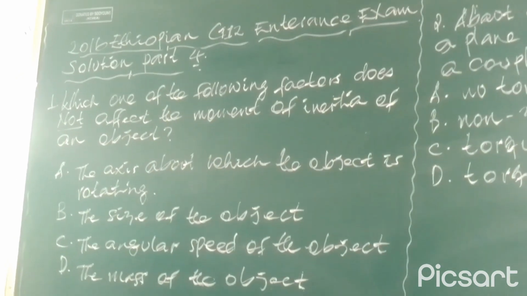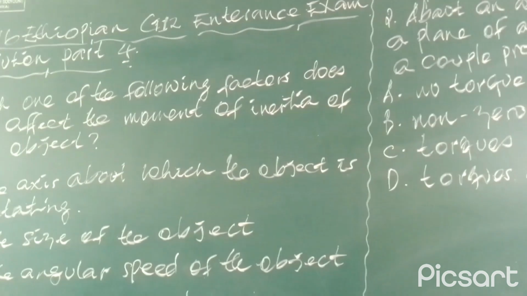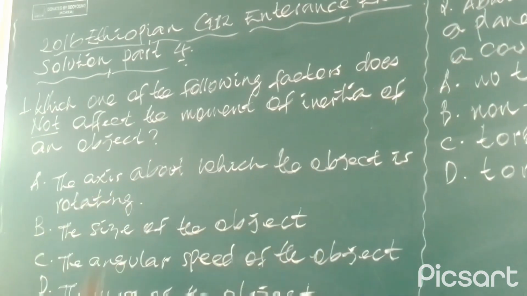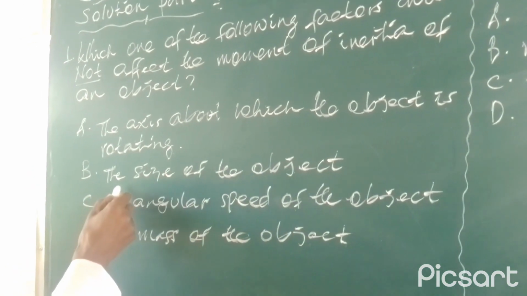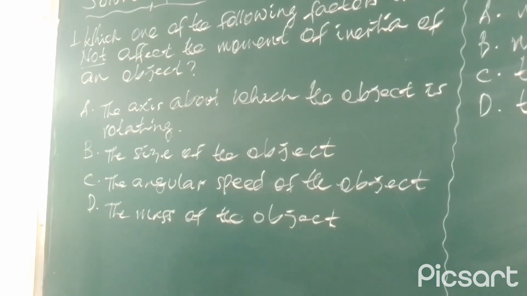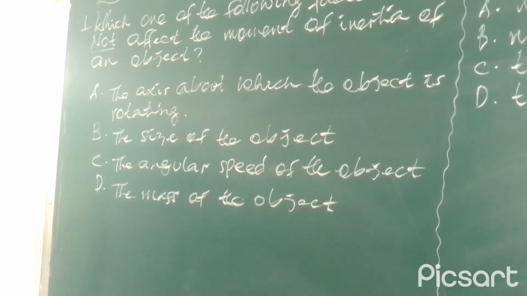Question 1 says: which one of the following factors does not affect the moment of inertia of the object? Choice A, the axis about which the object is rotating. Choice B, the size of the object. Choice C, angular speed of the object. Choice D, mass of the object.